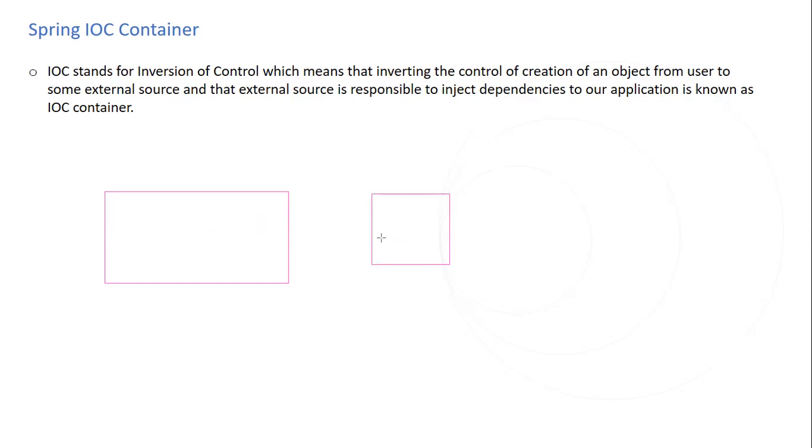We require a door, so we just go to the market and purchase the door object. This door object is created by some external outsider. Yes or no? The outsider is responsible for creating the door object. We are not responsible for creating it. We just require the door object, and it is injected inside the house instead of being developed from scratch.